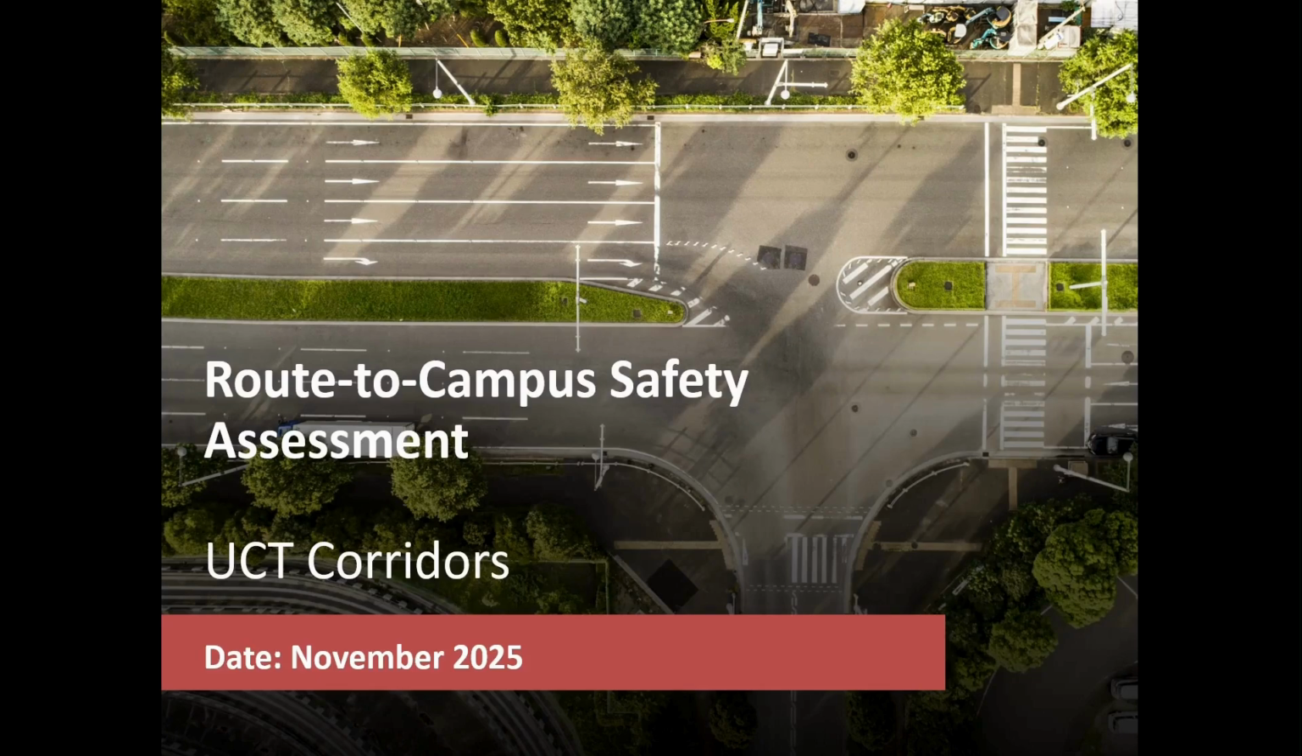Today we are going to present our task that we have done. This task was based on assessing the safety of the students from different residences to UCT campuses. So essentially we're just looking at how safe it is for students when they are traveling from their respective residences to access different UCT campuses or libraries.